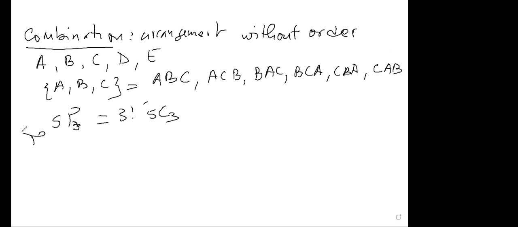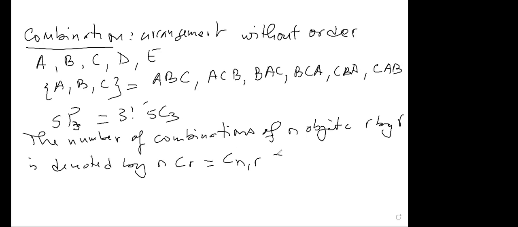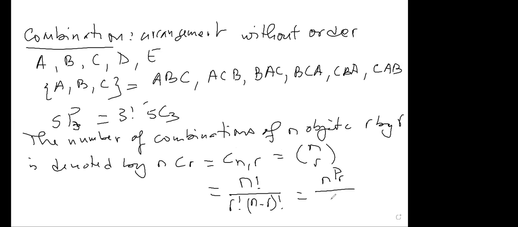So the number of combinations of n objects taken r at a time is denoted by nCr or C(n,r). Some people also write it like this, and it is equal to n factorial divided by r factorial times n minus r factorial. This is nothing but the number of permutations divided by r factorial.